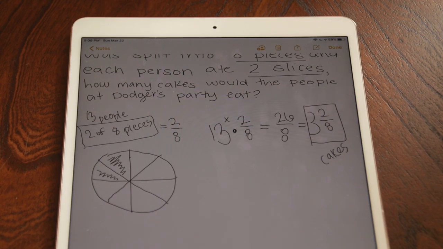There we go. So that's how you solve word problems. You might see some pretty similar to this on your work today. Pay really close attention. If you need to come back to the video, make sure to do so.